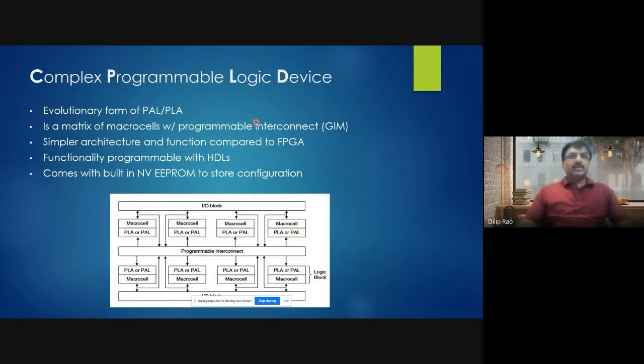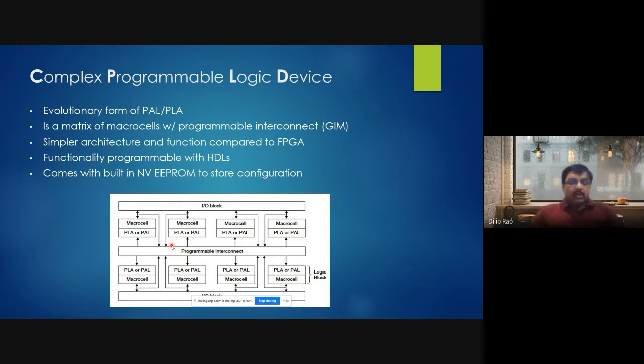So the next device that I'm going to discuss here is the complex programmable logic device, which stands for CPLD. You can see this as a next generation evolution of PALs and PLAs. As you can see in the diagram, it's basically an interconnect of several PLAs or PALs arranged in a two-dimensional array. In a matrix format, you have several PLAs or PALs arranged, and they are all interconnected through complex interconnecting routing resources.